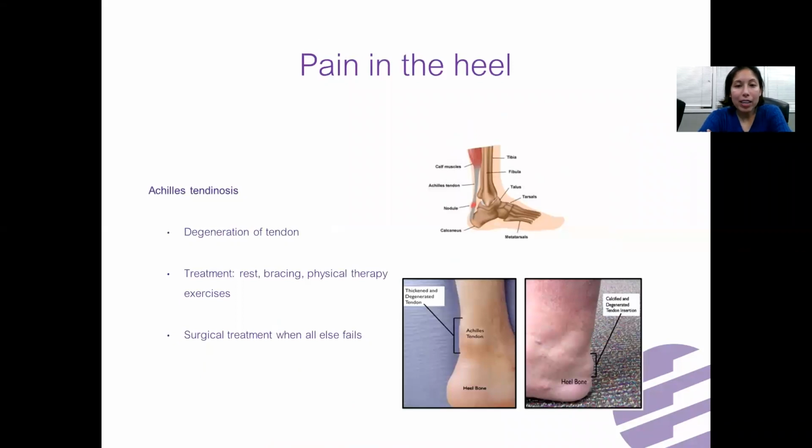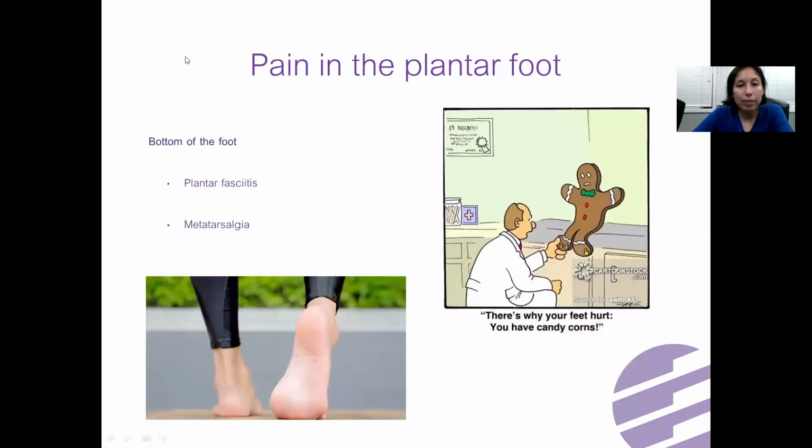Pain at the back of the heel, again, that's Achilles tendinosis. So you get that degeneration of the tendon, and that can cause swelling at the heel and then at the Achilles tendon. And again, the treatment is really rest, bracing, physical therapy, and then surgical treatment when all else fails.